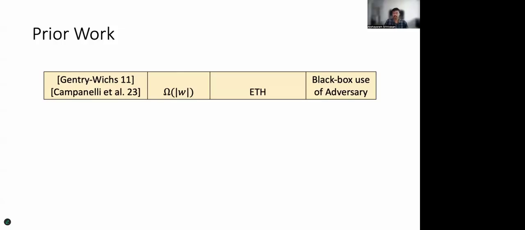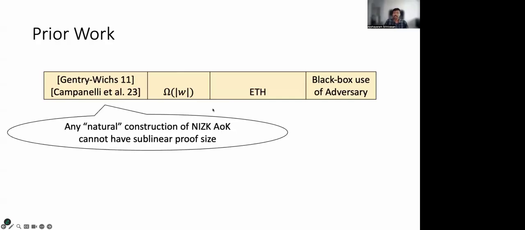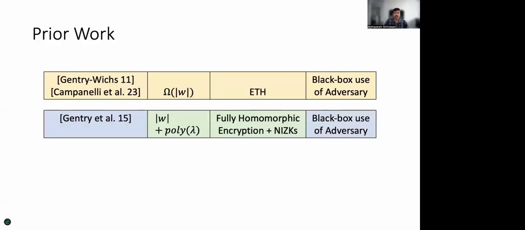use of the adversary. So specifically, under the exponential time hypothesis, they show that any argument of knowledge must have the proof size to be at least a constant times the size of the witness. So this shows that any natural construction of NIZK argument of knowledge cannot have sublinear proof size.